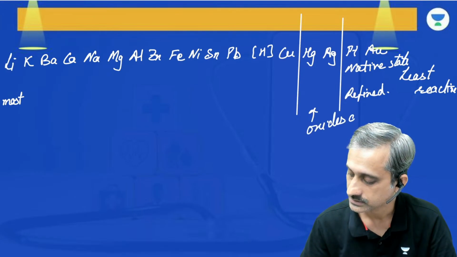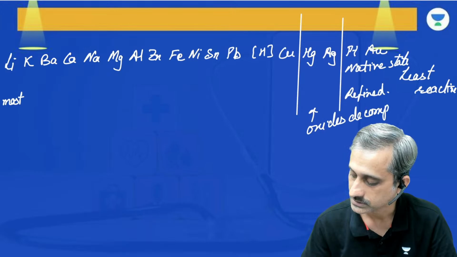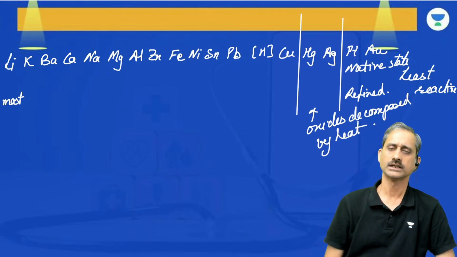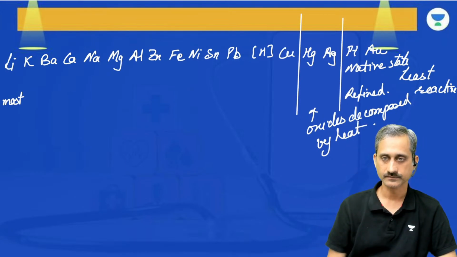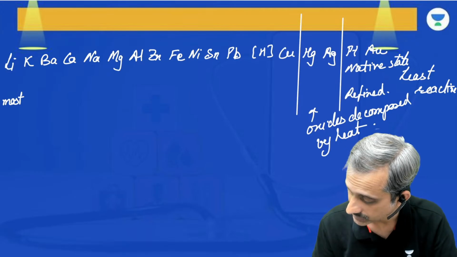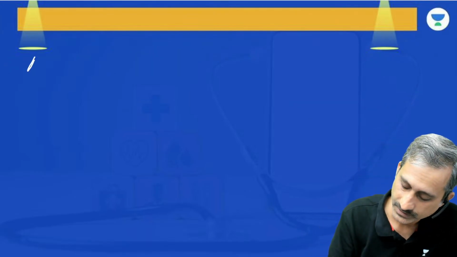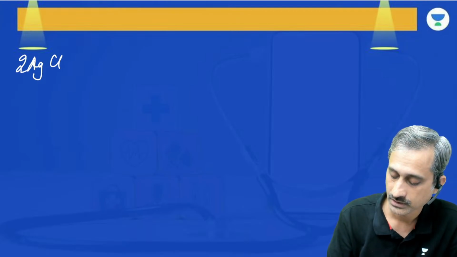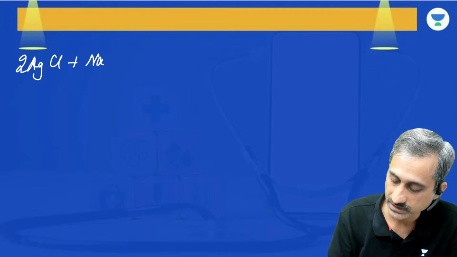Oxides decomposed by heat. Here the oxides are simply decomposed by heat. Now an example of this part would be AgCl, silver chloride. Silver chloride is heated with sodium carbonate. Now sodium carbonate is not a reducing agent. Please remember that.